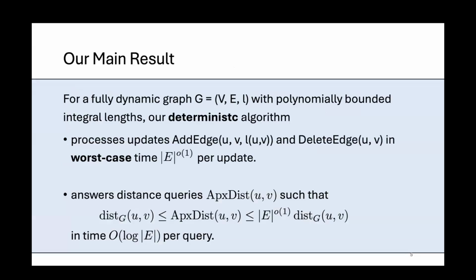Our main result is then that for a fully dynamic graph G with polynomially bounded integral edge lengths, our algorithm processes updates, add edge and delete edge, in worst case time e to the little o of 1, or subpolynomial, per update. And furthermore, it answers distance queries, approximate distance u to v, such that the returned distance approximations are only off by a subpolynomial factor. It answers such distance queries in time order log of the number of edges.